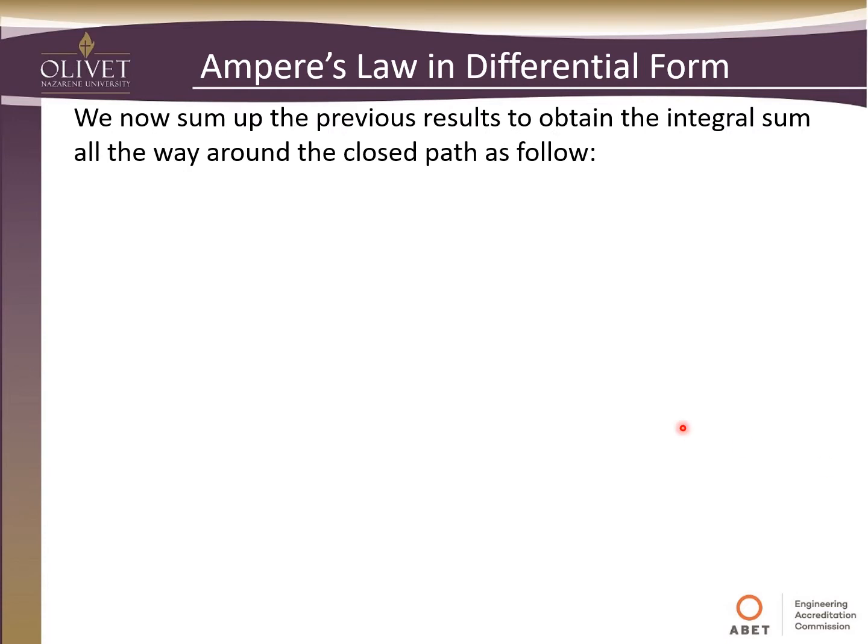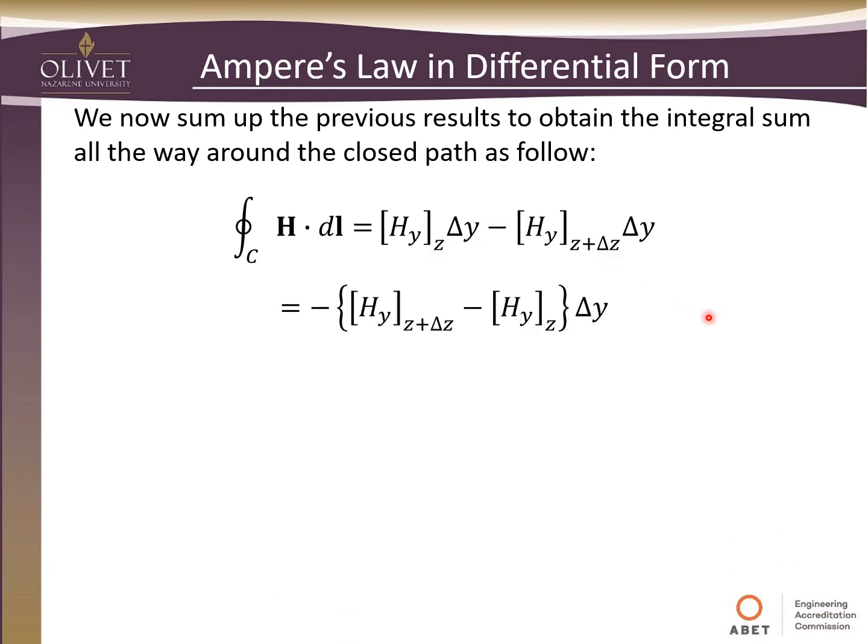So we can take those results, and that will give us the left side of Ampere's law. Our sum around this contour of the magnetic field dotted with the length vector just gives us Hy delta y minus Hy times delta y here. And again, these are evaluated at z and z plus delta z. We can rearrange this just a bit. The delta y can be brought out, and when we do that, we get this resulting expression here.